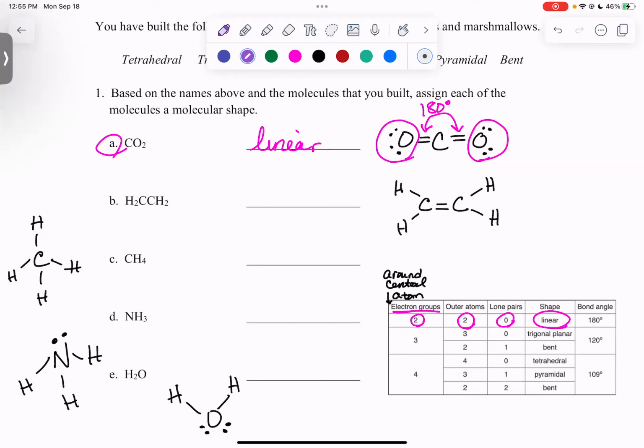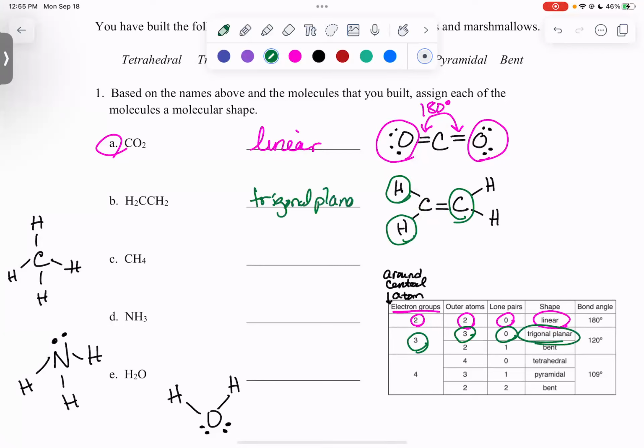H2CCH2. If we pick any of the carbons, it doesn't matter, they look exactly the same. So let's pick this one. I'm going to look for electron groups: 1, 2, 3 electron groups. Then I look around that central carbon and ask how many outer atoms it has. It has 1, 2, 3 outer atoms that surround it and no lone pairs. Therefore, it is trigonal planar. Okay.